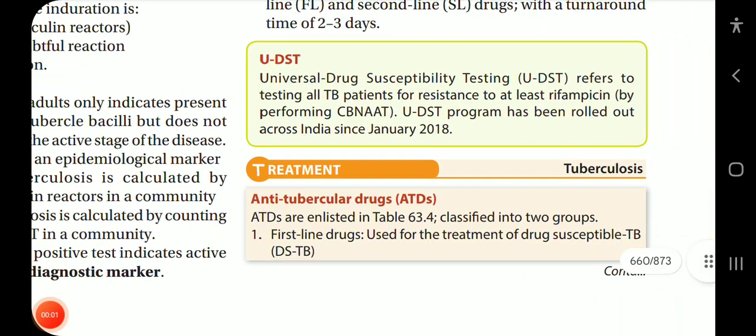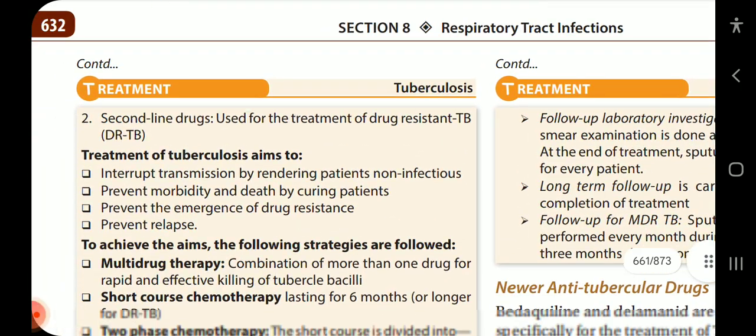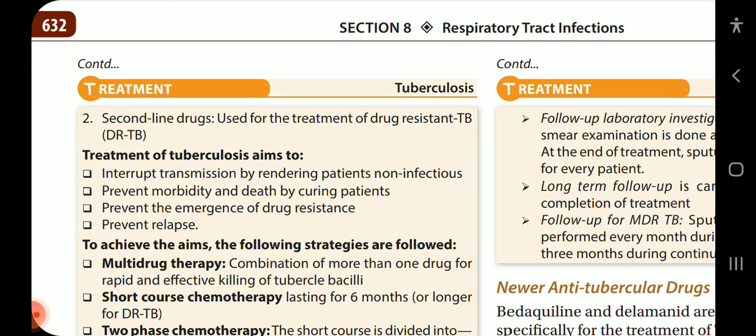Now, in the last part of the TB infection videos, we'll be discussing the treatment part and some non-tubercular infections as well. Now, the treatment: anti-tubercular drugs are given in the treatment. ATDs are enlisted, in which the first line drugs are used for the treatment of drug-susceptible TB, which is known as DSTB in short, and the second line drugs are used for the treatment of drug-resistant TB, DRTB, which is known as.